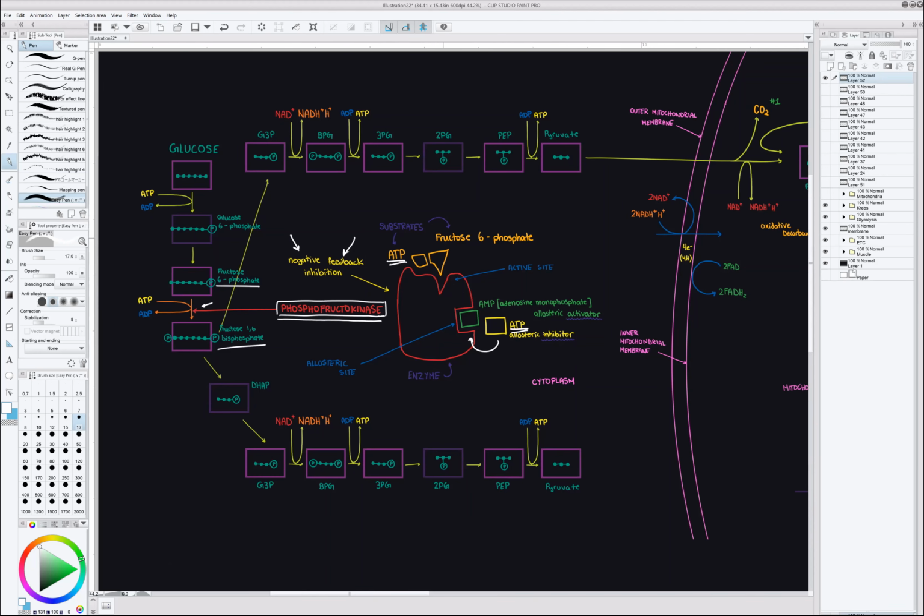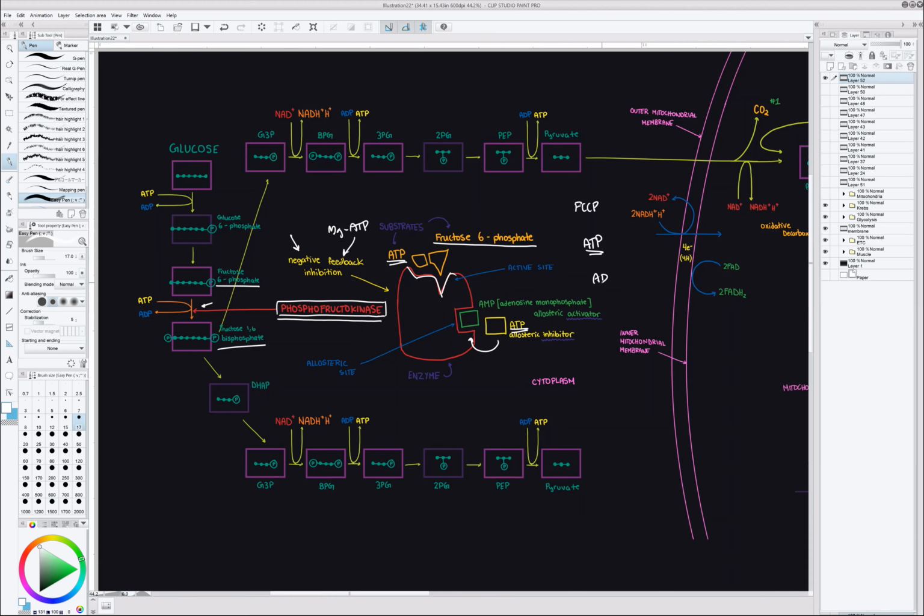So the substrates for phosphofructokinase are fructose 6-phosphate and ATP, specifically magnesium ATP. And these are going to bind to the active site of this enzyme, and the reaction is going to take place as per normal. What happens in the presence of FCCP is that the cell becomes starved for ATP. So it's going to try to gain ATP in whatever way possible.